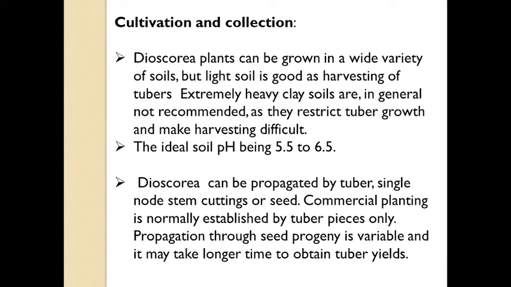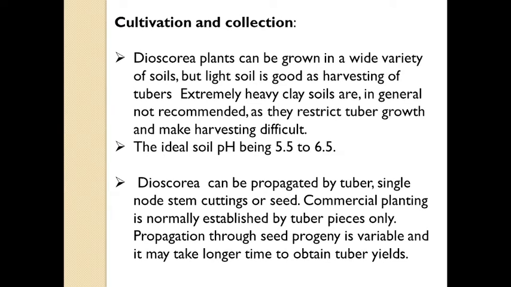Dioscorea can be propagated by tuber, single node stem cuttings, or seed. The seed sowing method is used for its propagation, but it will result in variation in progeny, as well as it requires a longer time for harvesting. Because of these disadvantages, tubers are used for its propagation. Hence, tubers are preferred for its propagation.